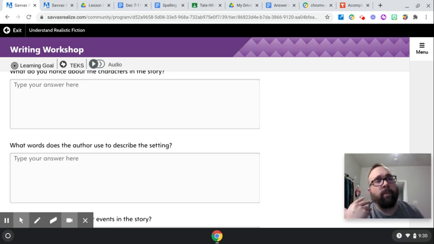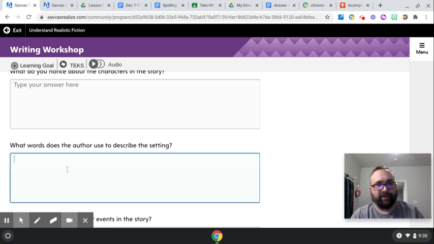So, what words does the author use to describe the setting? You'll write your answer here. Like, does he describe it as a large room? Does he use a lot of adjectives to help describe the nouns? Does she not use many descriptive words? This is for you to tell me. What words does the author use to describe the setting?